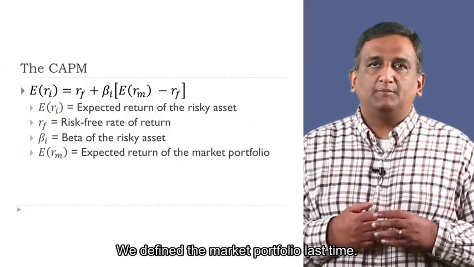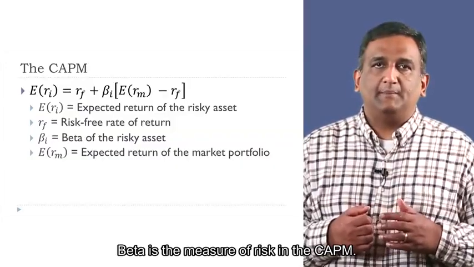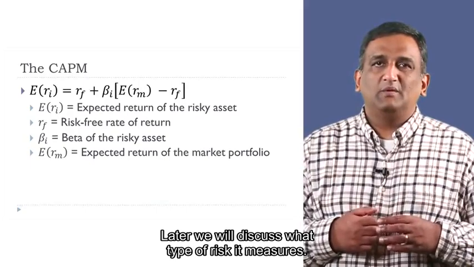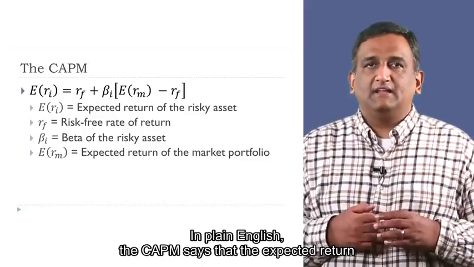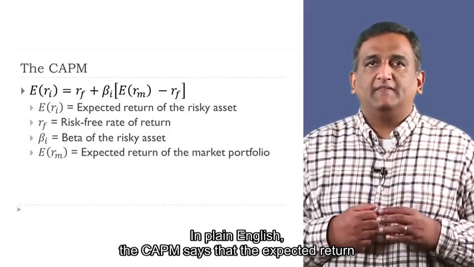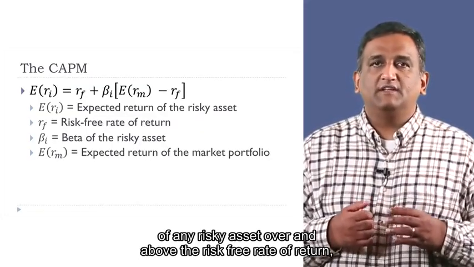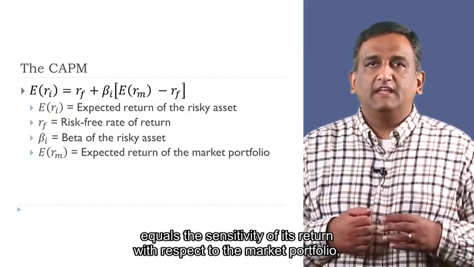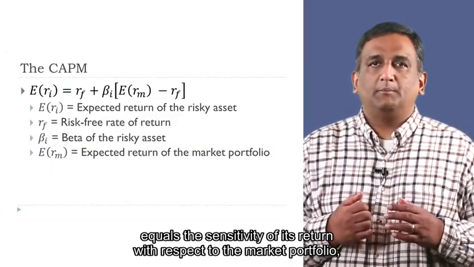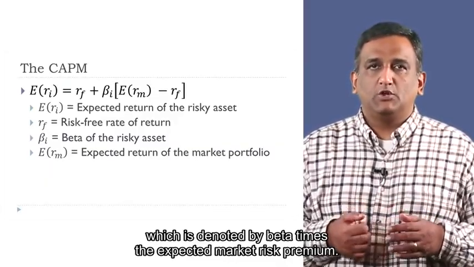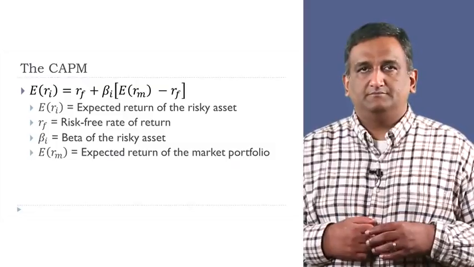We defined the market portfolio last time. Beta is the measure of risk in the CAPM. Later, we will discuss what type of risk it measures. In plain English, the CAPM says that the expected return of any risky asset over and above the risk-free rate of return equals the sensitivity of its return with respect to the market portfolio, which is denoted by beta, times the expected market risk premium.